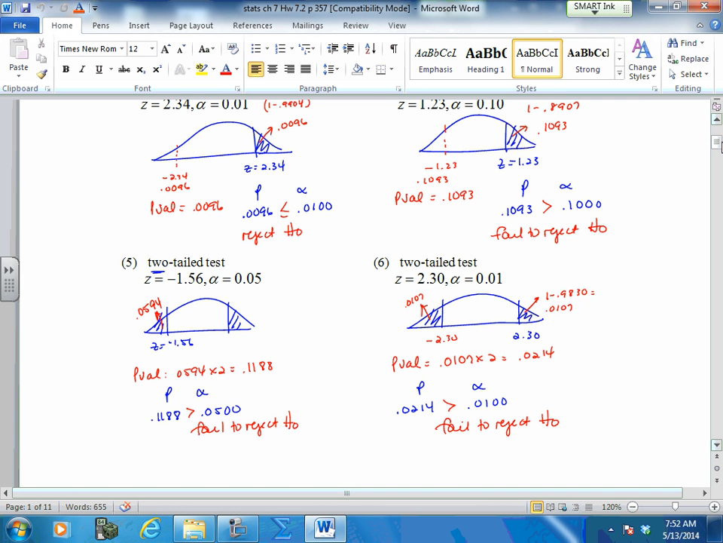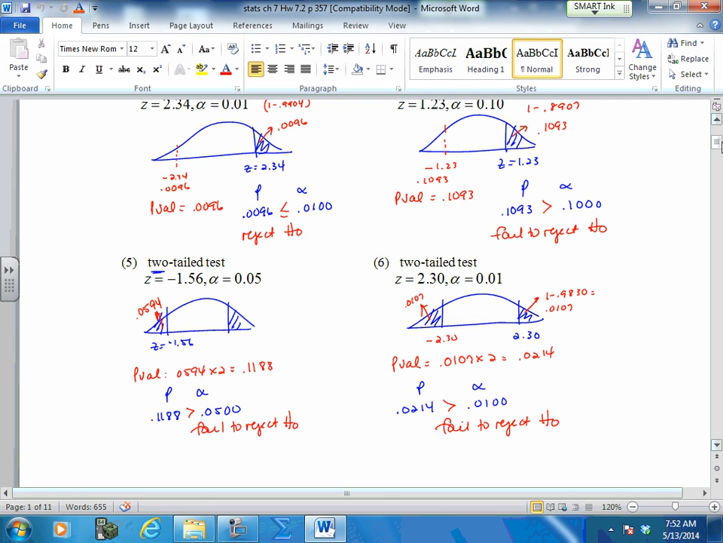When you want a not equal, the only thing you don't want it to be is equal. You don't care if it's the less than or the greater than. It just can't be equal. So you have 2 chances at this. So you multiply it by 2, and then you compare it to your level of significance, and you make your decision based on that.